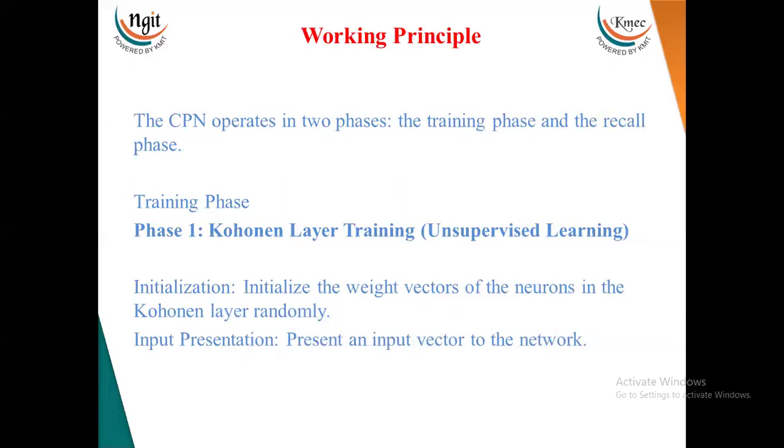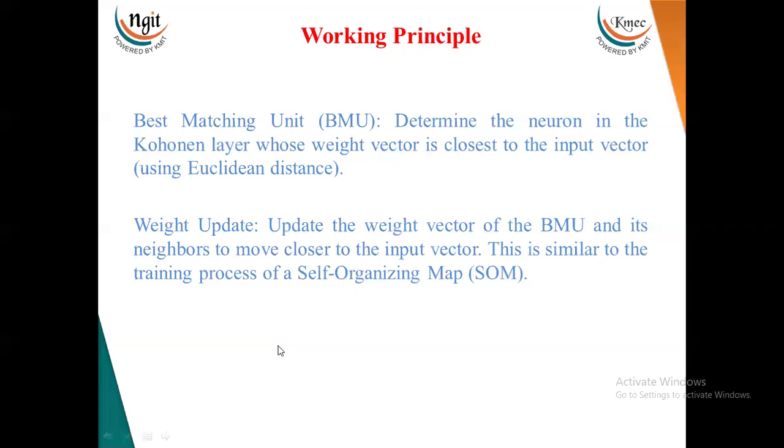It operates in two phases as its working principle. The first one is Kohonen layer training, unsupervised learning. According to that, we'll initialize the vectors and neurons randomly, and present the input vector to the network. And for the best matching unit, as we have done in SOM, it will calculate the distance between the closest input vectors with the help of the Euclidean distance. And if you are not able to properly find this particular distance, we have to update the weights according to the BMU. This is done in the training phase of the SOM.